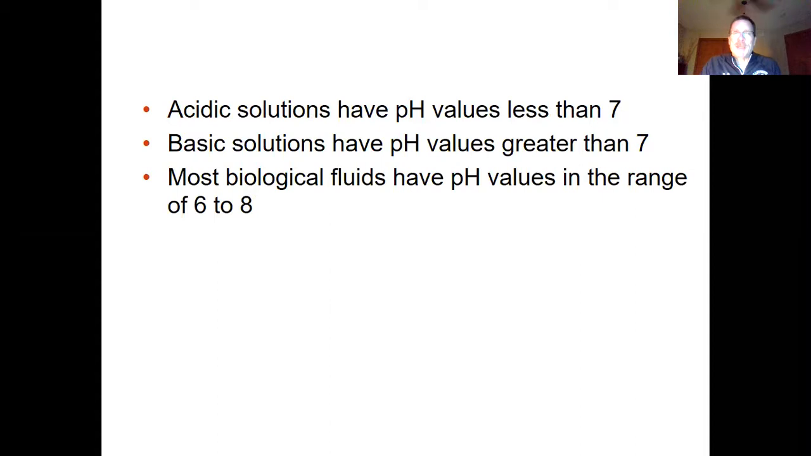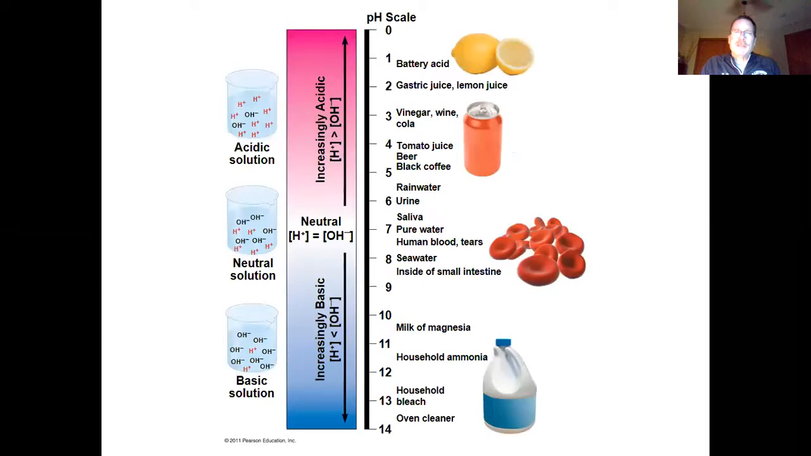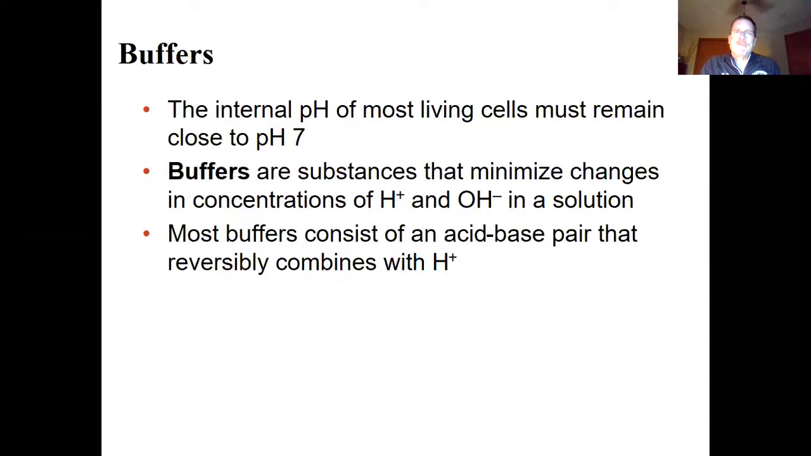Okay. Acids have pH values less than 7. Bases are higher than 7. Most biological fluids range from 6 to 8. There we go. Okay. And what's a buffer?